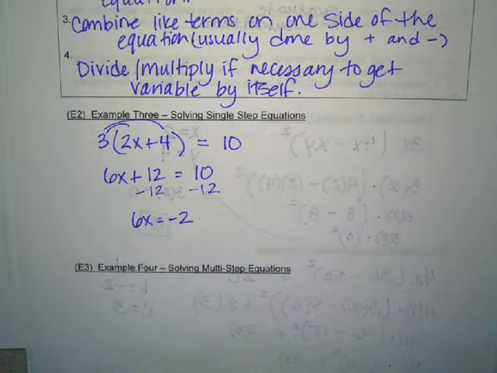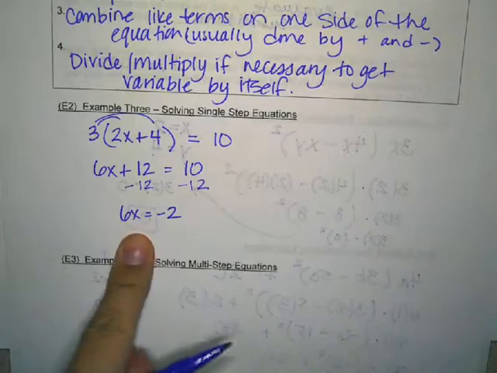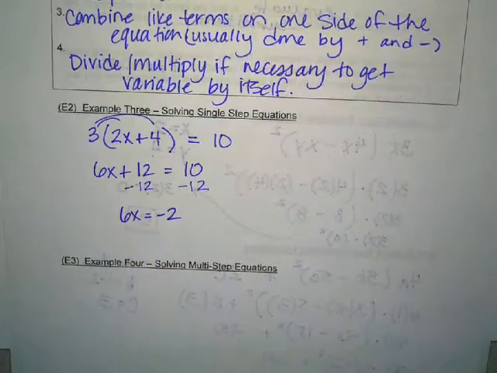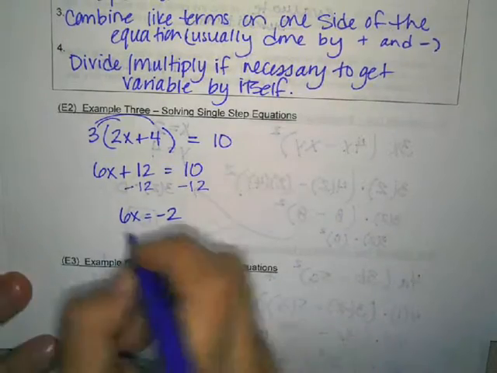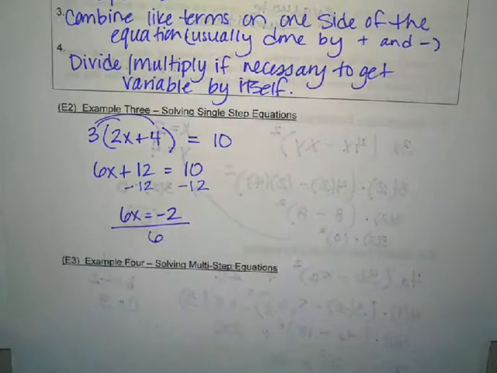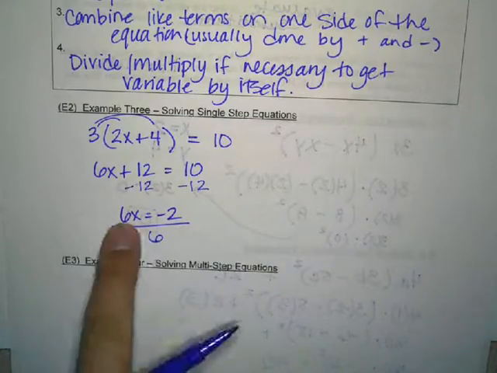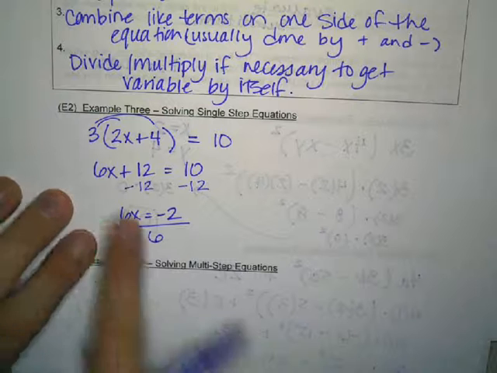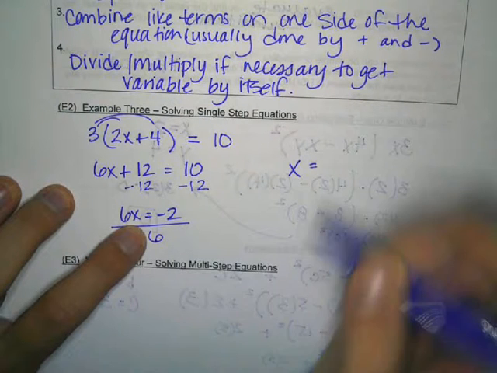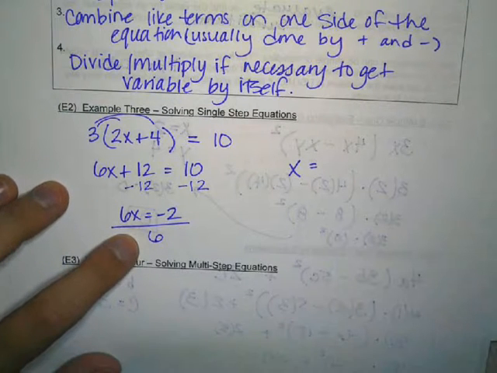And then we still have something attached to the x. We have 6 attached to the x, so we're going to go ahead and divide by 6. Because they're being multiplied, so to break up multiplication, you divide. 6 divided by 6 is just 1. And negative 2 divided by 6 gets me negative 1/3.